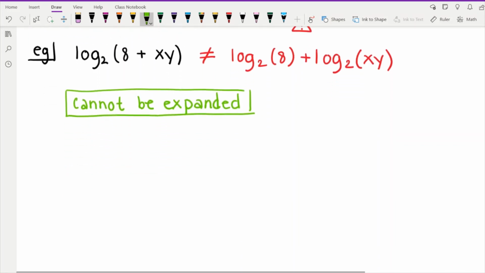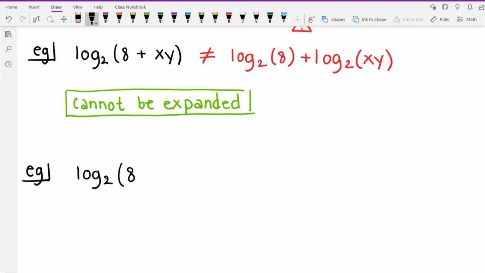So I want to look at one more example that is going to maybe initially look really similar to this last example, but we'll see that there's a key difference. So let's say that instead now we had log base 2 of 8 times 1 plus xy. Okay, so what's different about this one? Well, notice that in the last one, it was just something plus something else. This one is actually a product, right? It's a product of 8 times 1 plus xy.